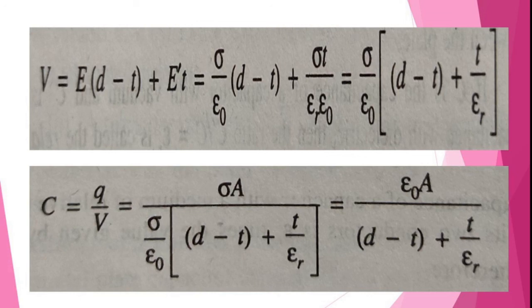We know that epsilon 0 A by d is the capacitance when the medium is air. So it is divided by another term which is less than 1. That means C is greater than the air capacitance. That means on introducing a dielectric material between the plates of a capacitor, the capacitance increases.